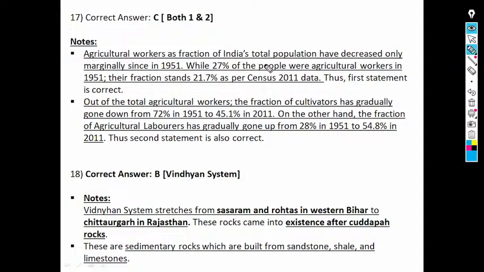Agriculture workers as a fraction of India's total population have decreased only marginally since 1951. While 27% of the people were agriculture workers in 1951, their fraction stands at 21.7% as per the Census 2011 data. Thus, the first statement is correct. Out of the total agriculture workers, the fraction of cultivators has gradually gone down from 72% in 1951 to 45.1% in 2011. On the other hand, the fraction of agriculture laborers has gradually gone up from 28% in 1951 to 54.8%.